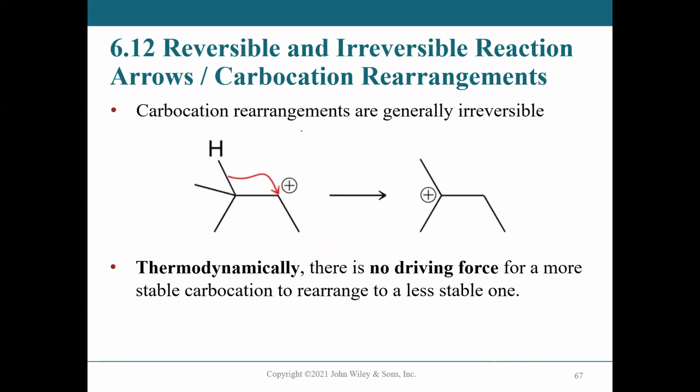Carbocation rearrangements are generally irreversible. We can see this right here, from a secondary to a tertiary. Thermodynamically, there is no driving force for a more stable carbocation to rearrange to a less stable one. So what it's saying is that the hydrogen is not going to shift back here, because then we go to a less stable carbocation. So this is not going to happen.